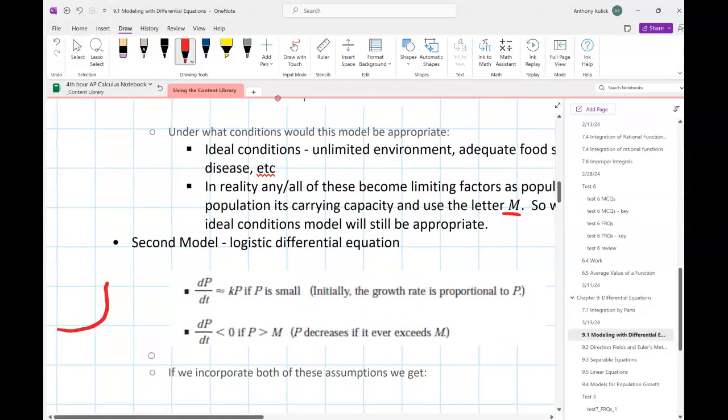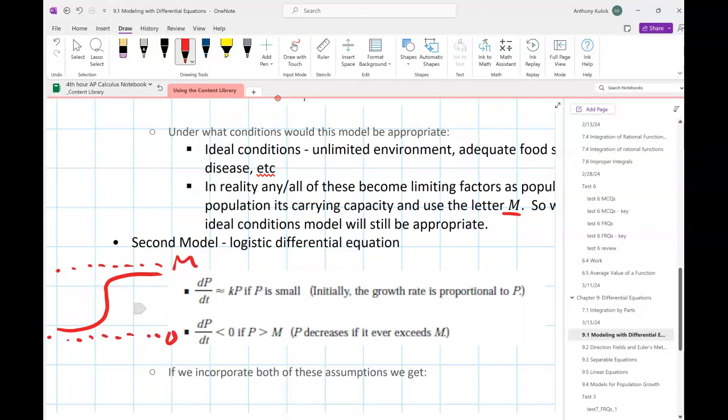Remember, with a logistic curve, we have two asymptotes. You have an upper asymptote and a lower asymptote, where this is M and that's 0 or something. Everybody's okay there?